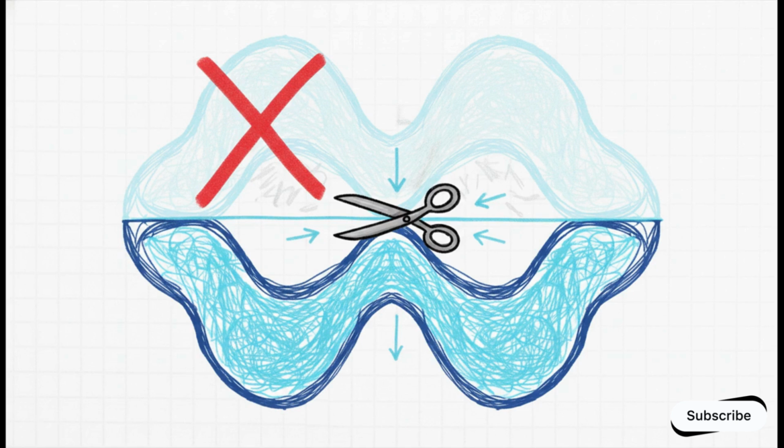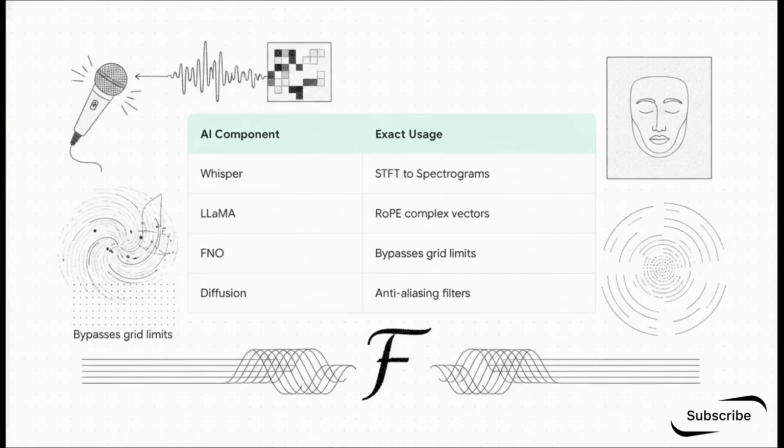The RFFT simply exploits this mathematical symmetry to throw away the redundant calculations, which literally cuts your GPU memory and compute waste exactly in half. And this computational superpower is the unseen bedrock, physically building the modern AI tools you're probably using every day.